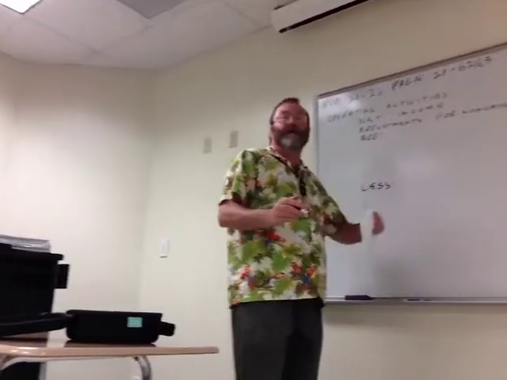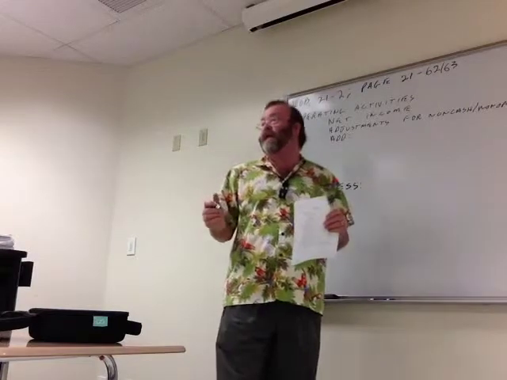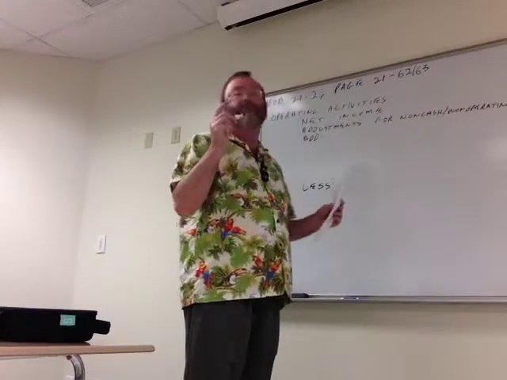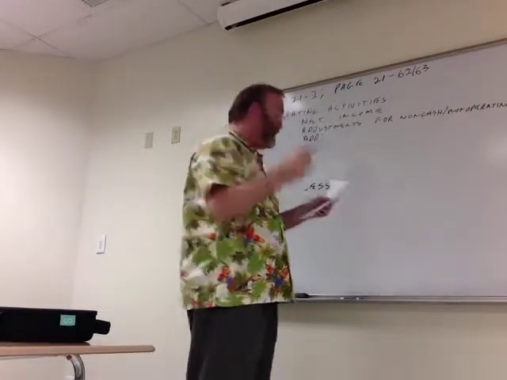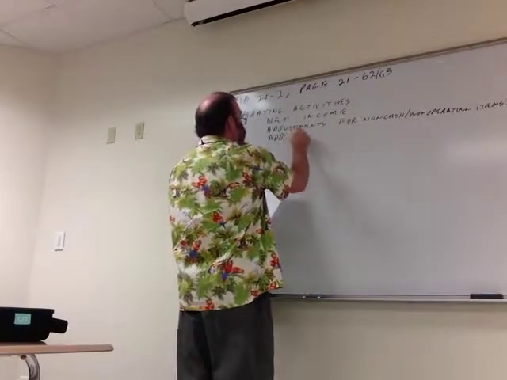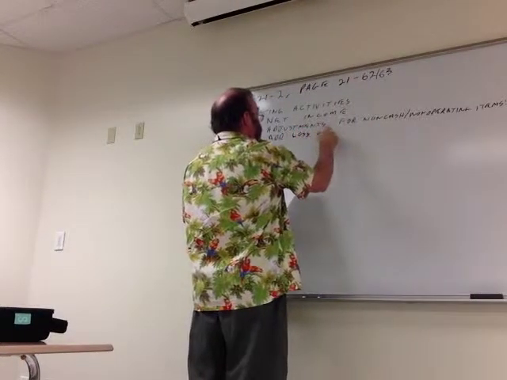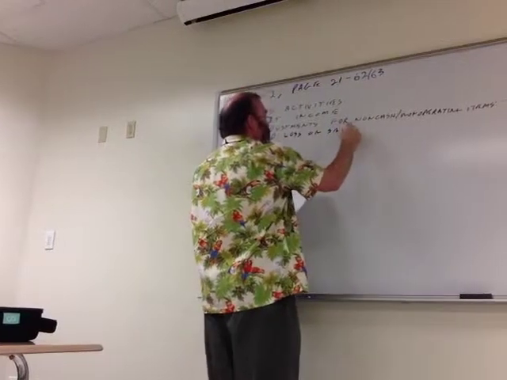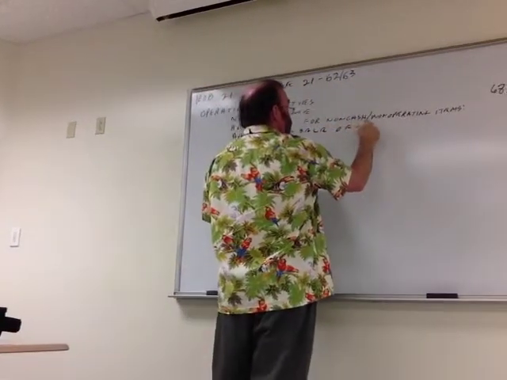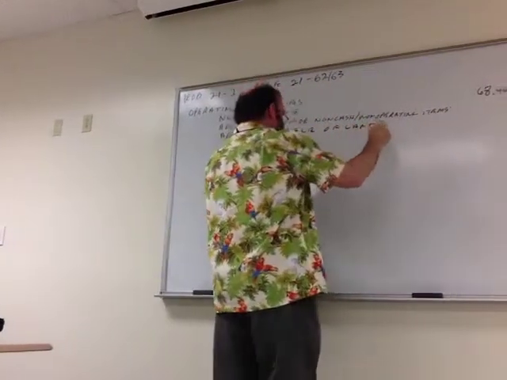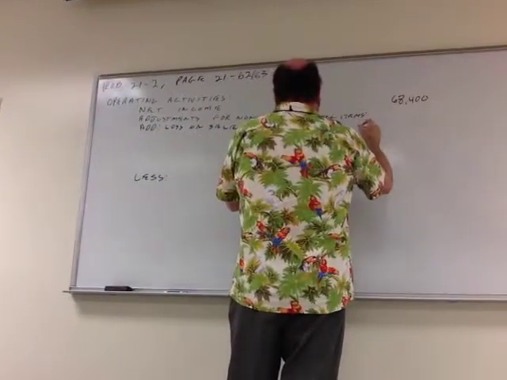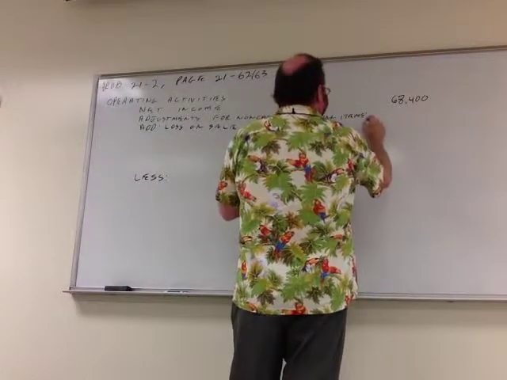Item B is a loss on the sale of land. So if you lose money by selling a piece of land that's non-operating in nature, you need to add that back. So loss on sale of land, $1,900.